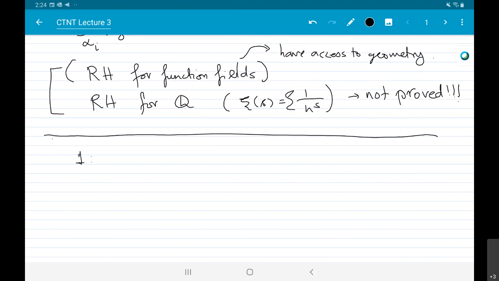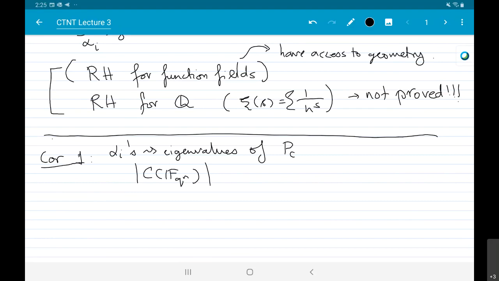The first one, the first corollary, is how do I use this to count points, right? So C of F_q^n. Remember the alpha_i's are eigenvalues of Frobenius q, the eigenvalues of P_C(q, x). So this is given by q^n + 1 minus the sum over alpha_i^n, for i up to 2g. So you get an exact formula. If you know the Frobenius polynomial, then you can count the number of points over every extension.